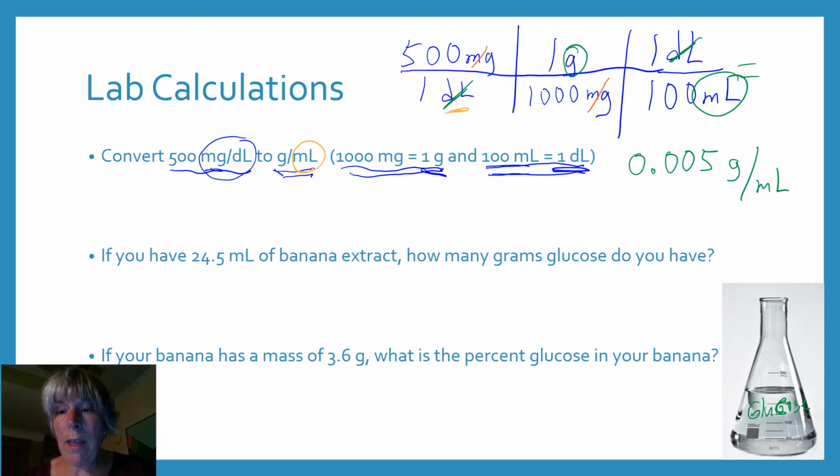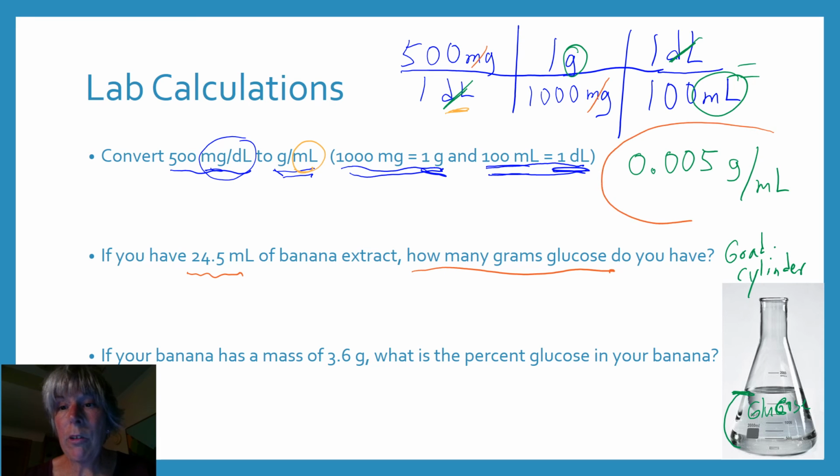Now, let's say that I measure this solution, and when you measure this solution, you don't want to just read it off the Erlenmeyer flask here, because Erlenmeyer flasks are very inaccurate. You're going to put this in a graduated cylinder, and you're going to read your graduated cylinder to the nearest tenth or the nearest 100th, depending which cylinder that you use. So I put this in a 100 milliliter graduated cylinder, which means I can read it to the nearest tenth, and I found out that I have 24.5 milliliters of banana extract. What I want to know is, how many grams of glucose is that?